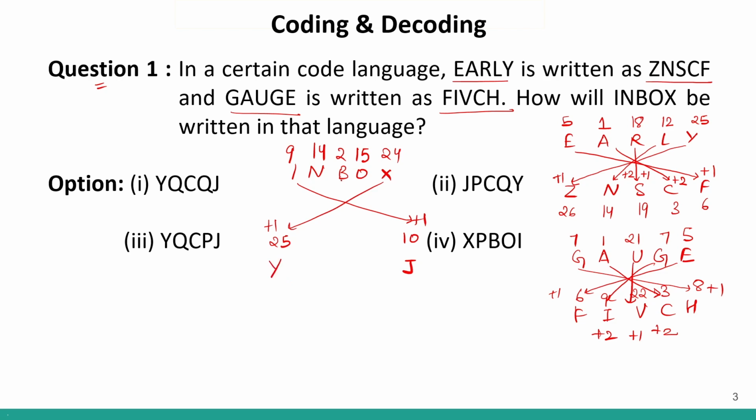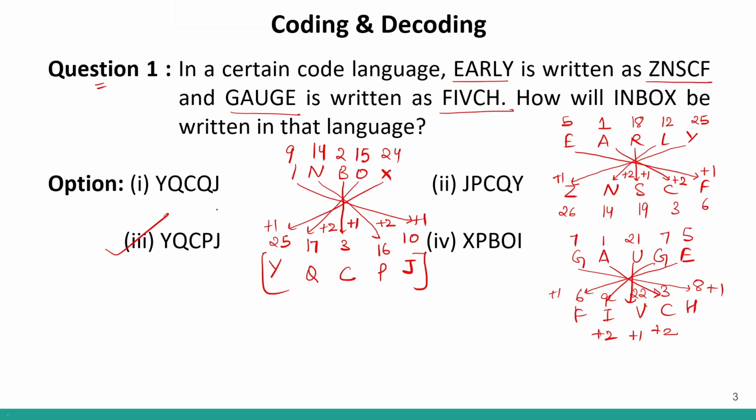Okay. Then from N also I'll move 2 positions forward now, so I'll get 16. Correct? And from O also I will move 2 positions forward now, so I will get 17. At 17th we have Q, and at 16th we have P. Correct? Now from B I'll move 1 position forward, so I'll get 3, which is C. So my code will be YQCPJ, which is given in option number 3. So option number 3 will be the correct answer to this question.